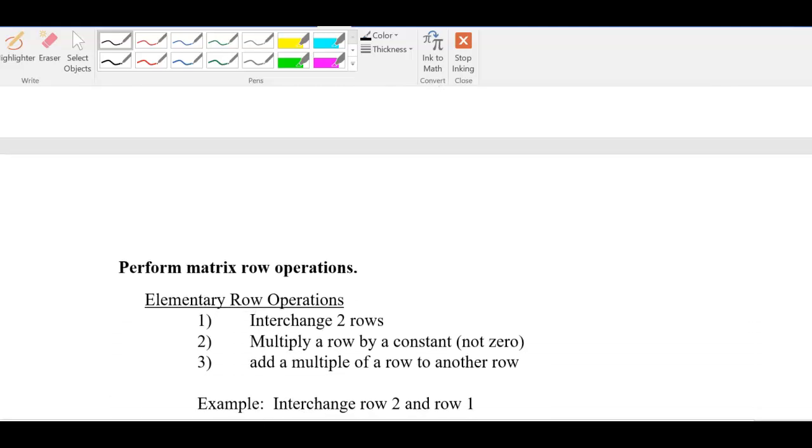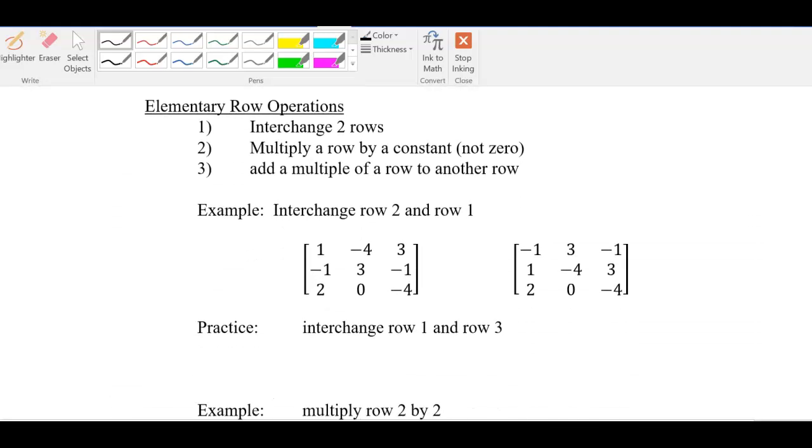All right. Go on to the next page. These are the operations you can do with a matrix, and you can't do anything else. You can change 2 rows, so I can just flip them around. It would be like flipping the order of the equations, so that's no big deal. I want to interchange row 2 and 1. That means I want to take these 2 rows and flip their spots.